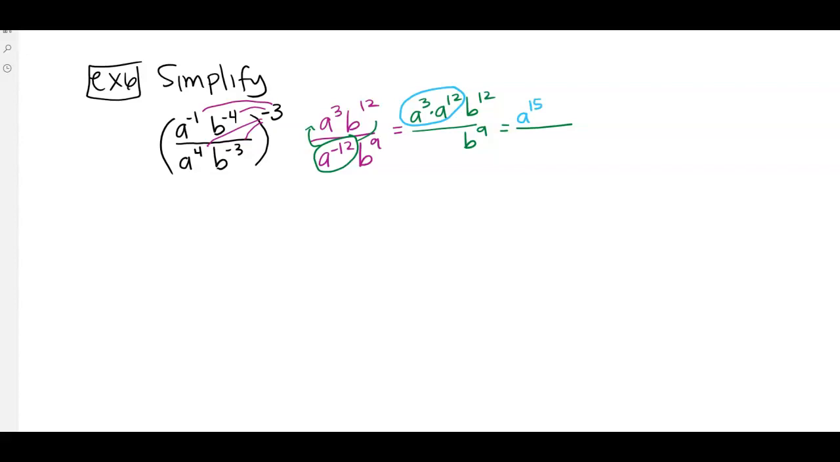Then I subtracted those, and since there were more b's on top, I got a to the 15th and b to the 3rd. And on the bottom, there's just a 1, but we don't really need a 1 when it's on the bottom, right? When it's on the top, we need to keep it there. But when there's a 1 on the bottom, we don't need to keep it there. So that would be our answer, right?